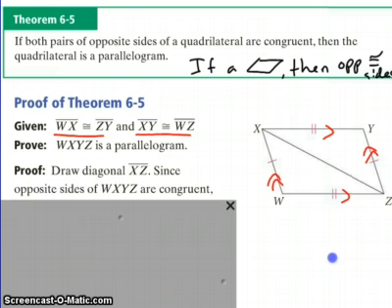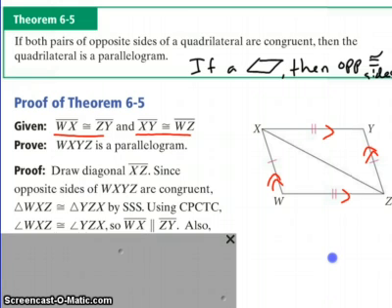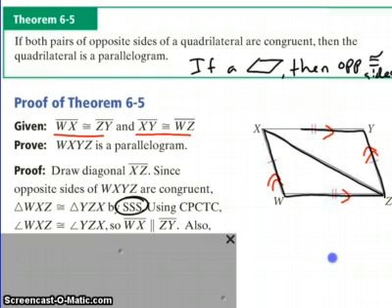So let's see. We can draw this diagonal. We draw the diagonal, and we know that opposite sides are congruent. So by side, side, side, we have this side and this side equal to this side and this side. So that's enough to prove that I have equal angles.